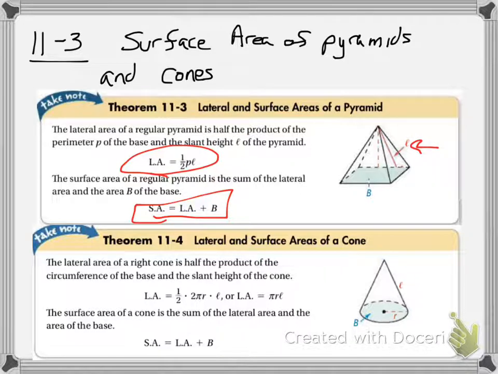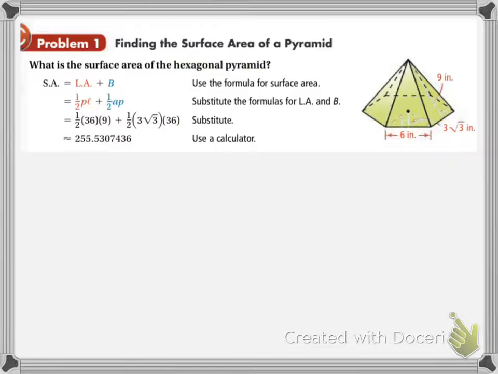Same thing for a cone: lateral area plus area of the base. There's nothing different. You can see it's still 1/2 perimeter times the slant height. What's the perimeter of a circle? It's just the circumference, which is 2 pi r. So if you look at problem 1, what's the surface area of the hexagonal pyramid?